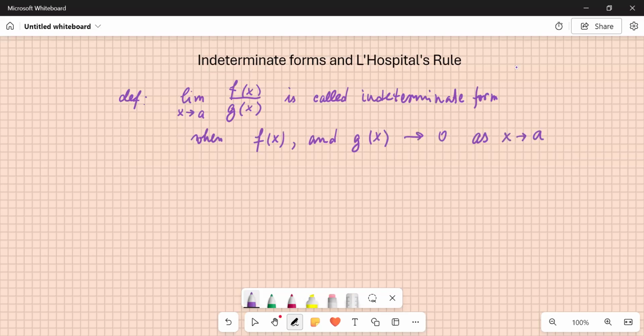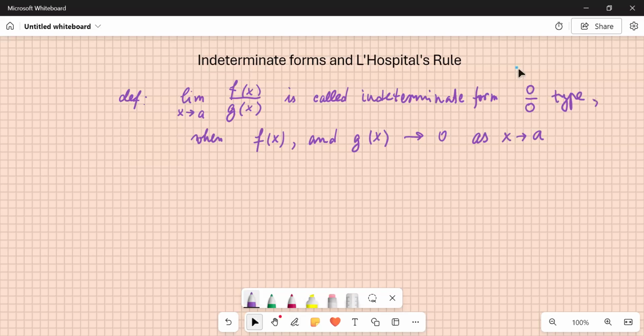So basically we have an indeterminate form, which is a limit of a ratio of two functions, and each function by itself approaches 0 when x approaches a. By the way, a can be not only a number, but also infinity. And that's going to be indeterminate form 0 over 0 if each of these two functions is approaching 0. Let me write it. Type 0 over 0.